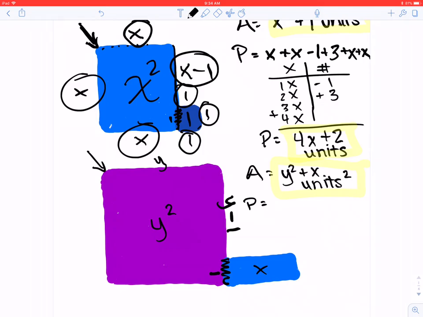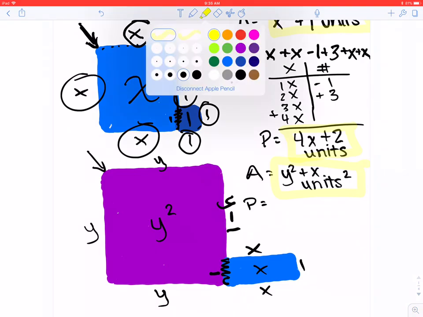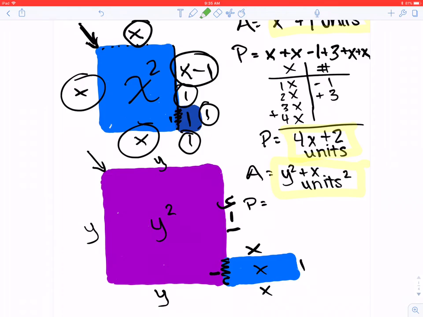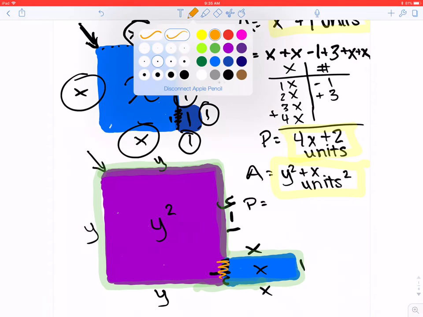Now I have to make my way around the x tile. So I have x, 1, x, y, y. I'm only walking around the outside. And because of that, I'm not worried about the part where x and y touch. I'm only worried about the outside of my tiles. Everything that is not covered in green is ignored. So for example, this part right here is not included in our combining of like terms.